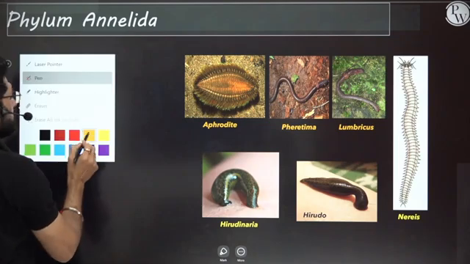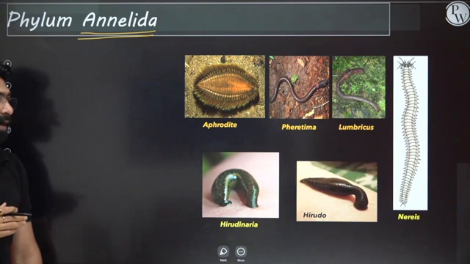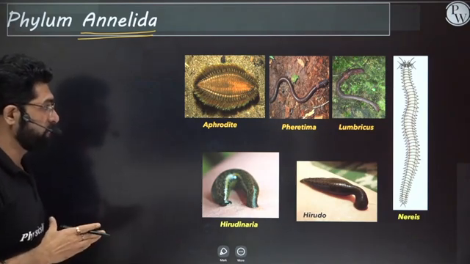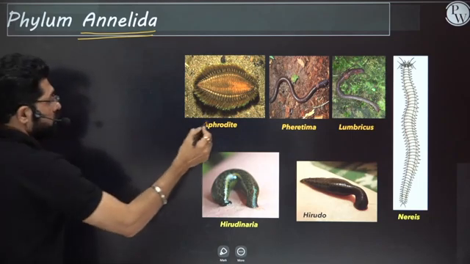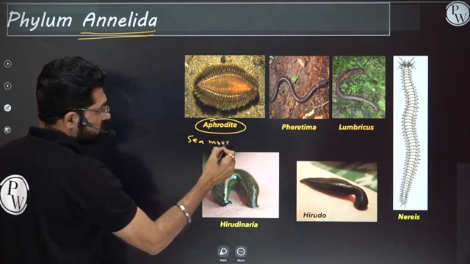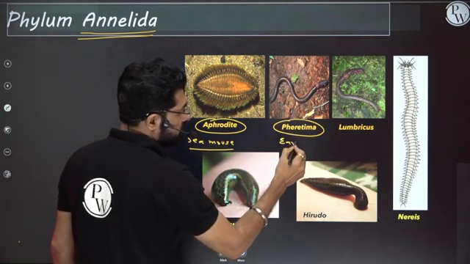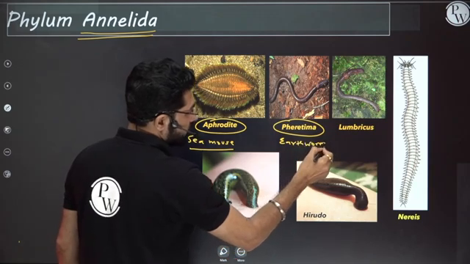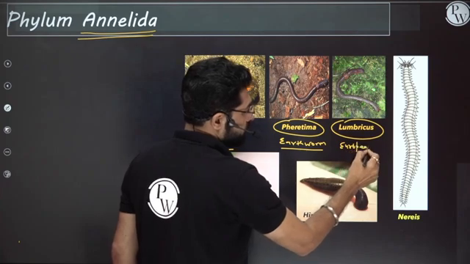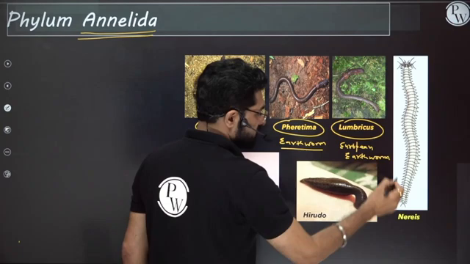So let's continue with the next phylum now. The next phylum is Annelida. Annelids are characterized by segmentation, and a few common names of annelids are sea mouse. Sea mouse is Aphrodite. Pheretima is the common earthworm. This is the earthworm. Lumbricus is the European earthworm. This is the European earthworm. Yes, this is Nereis.